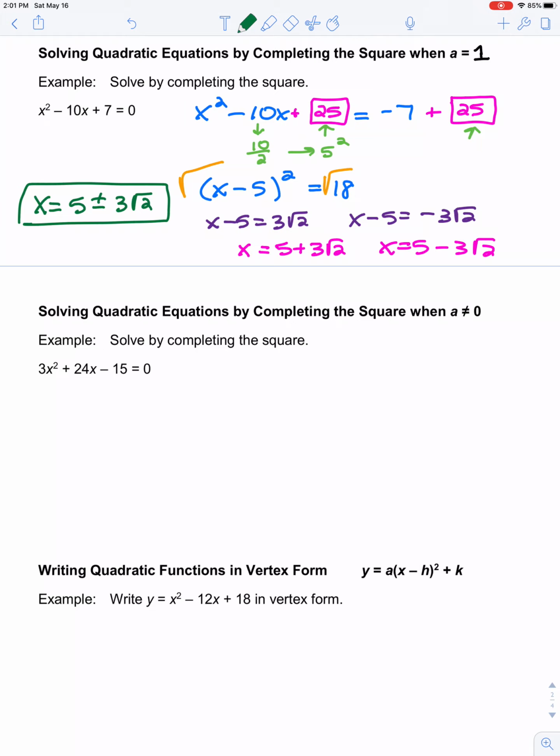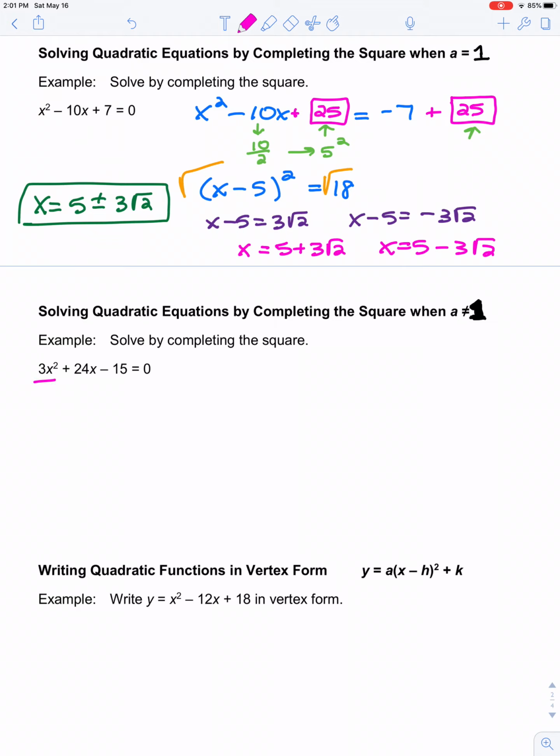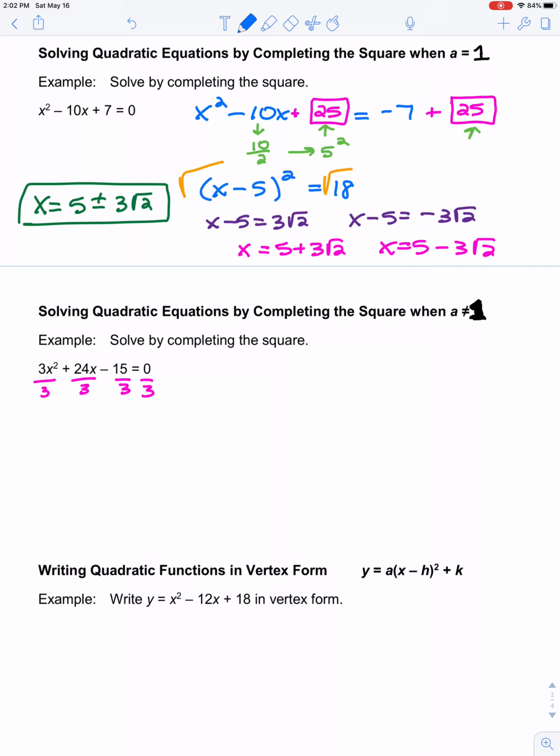But what if a does not equal 1? What if a is a different number? How would we work that out? Well, you can't use completing the square unless you get a equal to 1. So the first thing you're going to have to do is divide by whatever is in front for a. So we're going to divide each by 3, because if you divide one, you have to divide them all. And now we have x squared plus 8x minus 5 equal to 0.